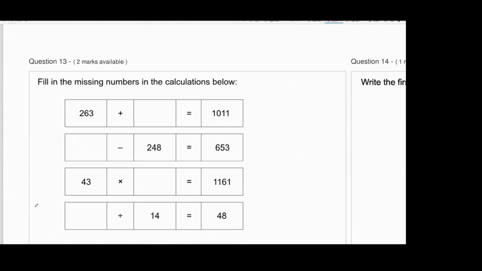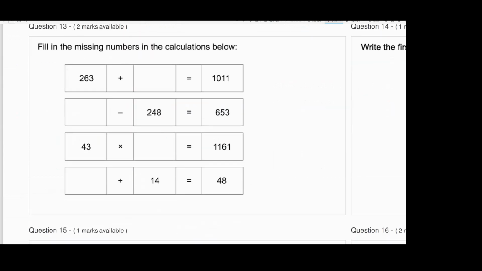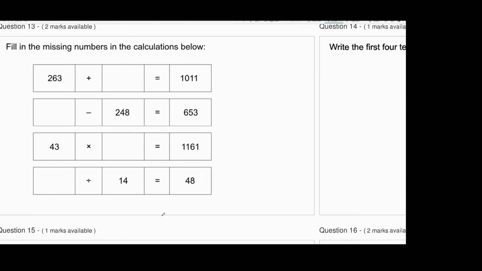Then for 13, we've got to fill in the missing numbers. So they quite like questions like this, okay? So for the first one, you've got 263 plus something is equal to 1011. So what do you think we'd have to do to work out what that missing number would be?